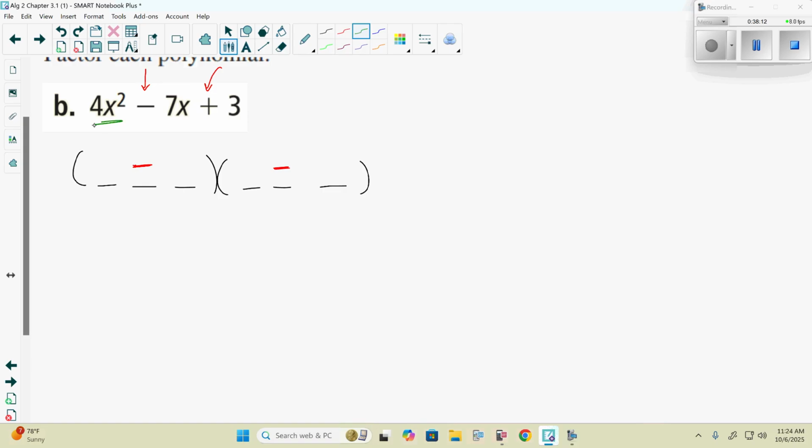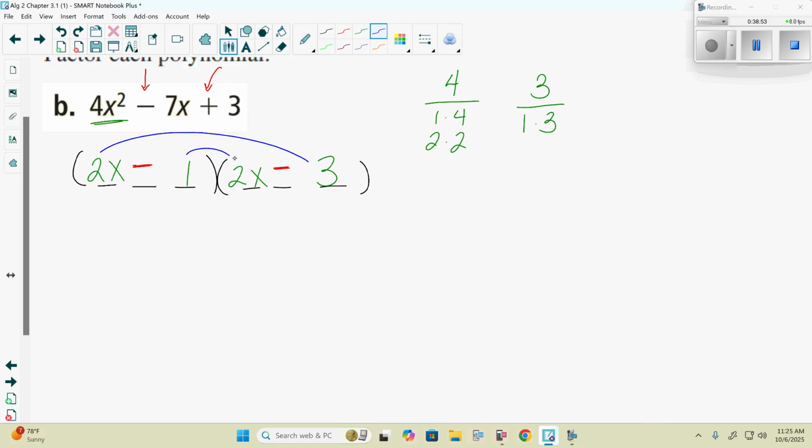Factors of the first term, factors of 4x squared. Well, we would have x and x. However, 4 has 2 sets of factors, 1 and 4, or 2 and 2. Well, we can try 2 and 2 first. Our factors of 3 are 1 and 3. Since there's only one set of factors, we could just pick one of them and plug it in. And the last thing we need to do is check.